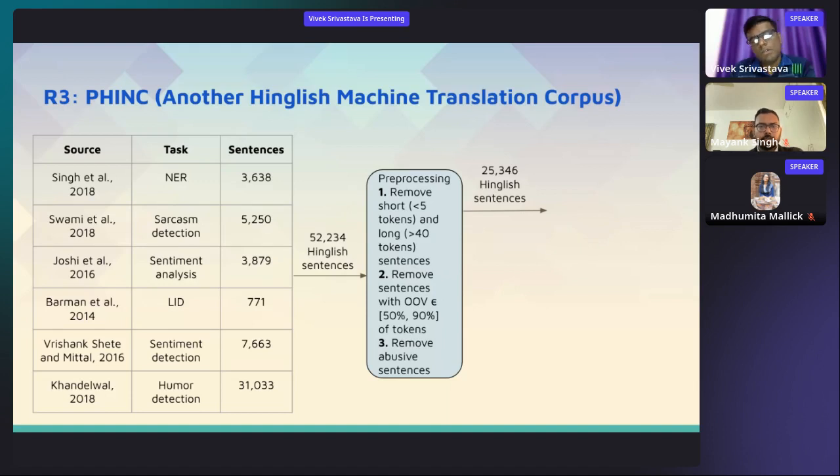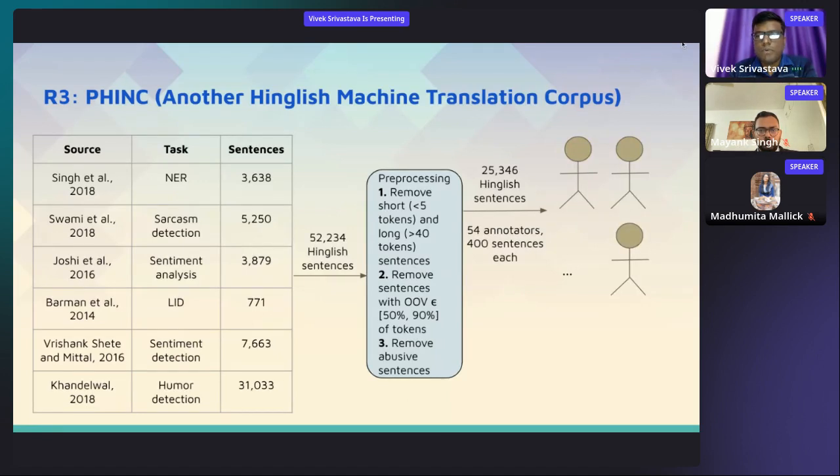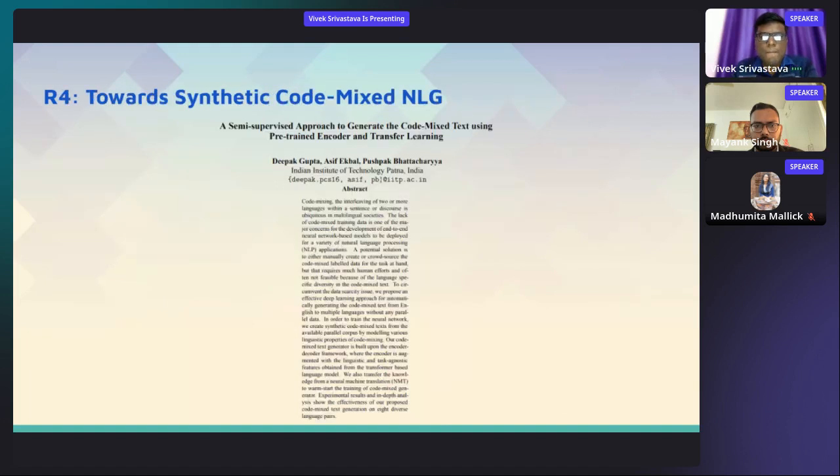After this pre-processing step, we got roughly around 25,000 English sentences. We took 54 annotators, and we gave them 400 sentences each to do the annotation. Towards the end of this, we got roughly around 14,000 English to English parallel sentence pairs. So we can use English and English on either side of that setup. The fourth dataset. So whatever we have seen so far, the fourth dataset that we have.